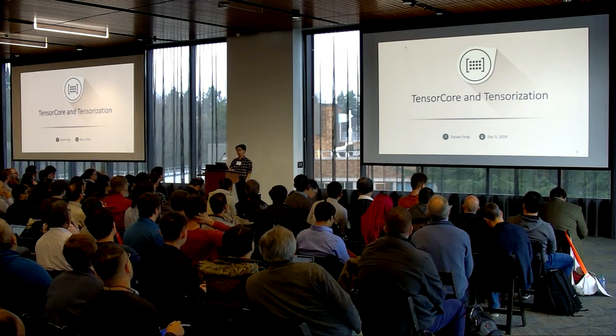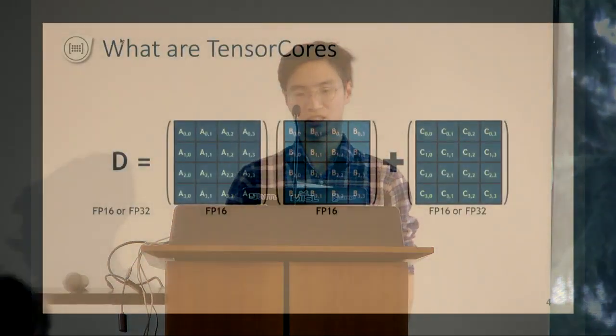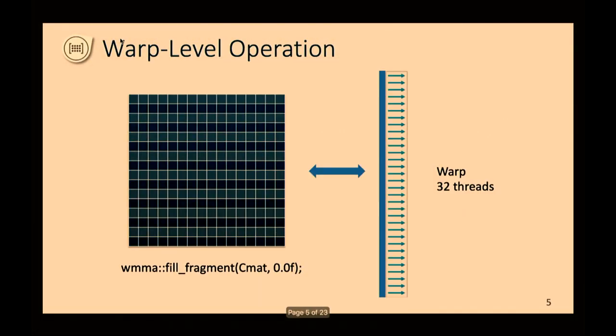Hi, I'm Siyuan. So today my talk is about TensorCore and tensorization. I will talk about these 3 parts, and I will go to the first. What are tensor-cores? Tensor-cores are hardware accelerators in NVIDIA GPUs, such as Volta and Turing GPUs. And also, they provide some warp-level operations. A warp in GPU is 32 threads, and a warp-level operation means that we need to use the 32 threads together to execute only one operator.